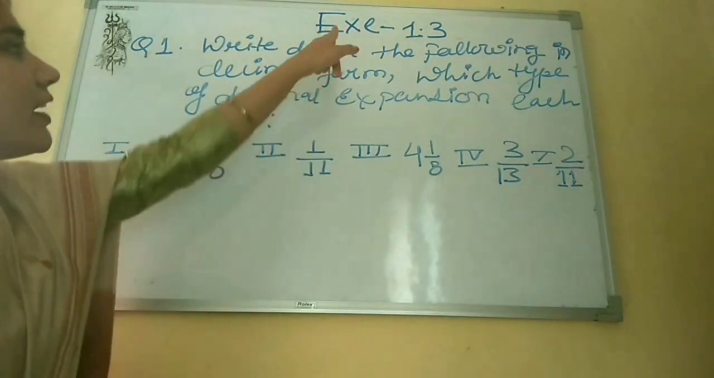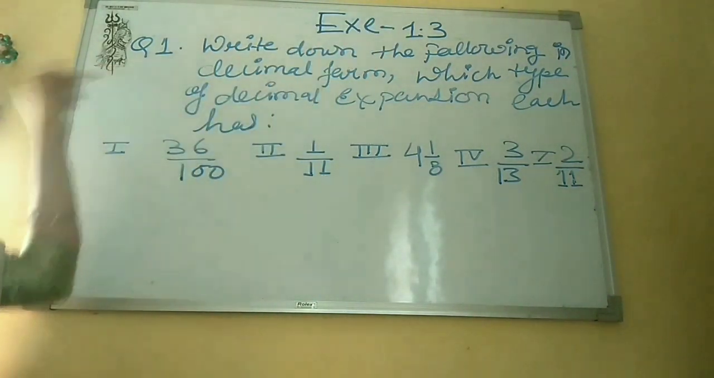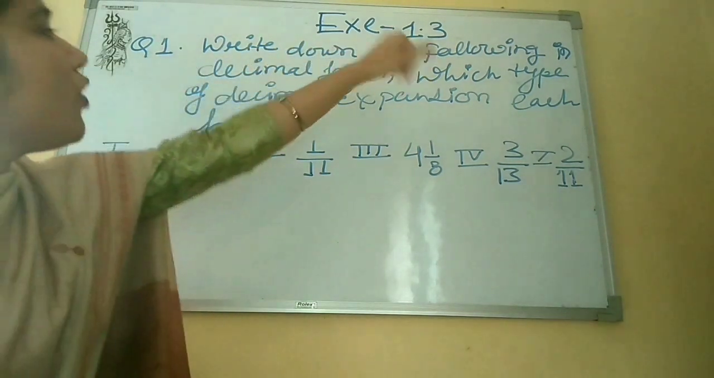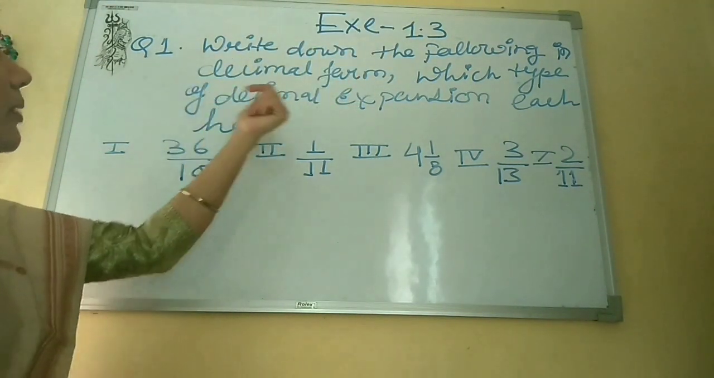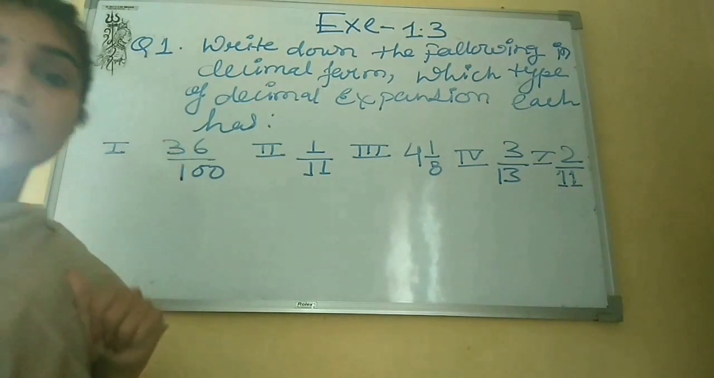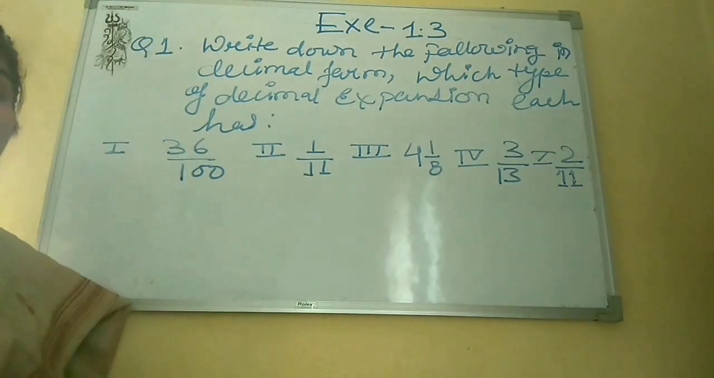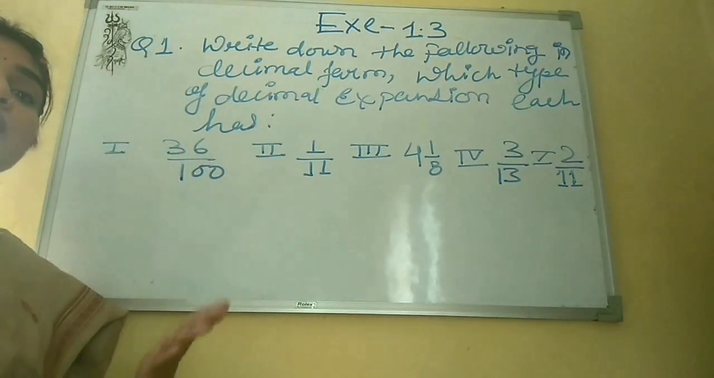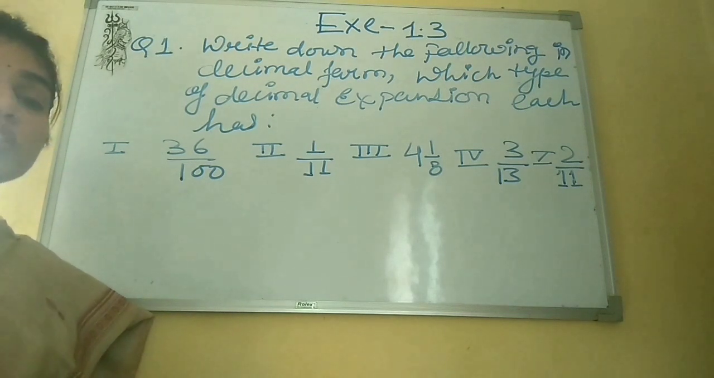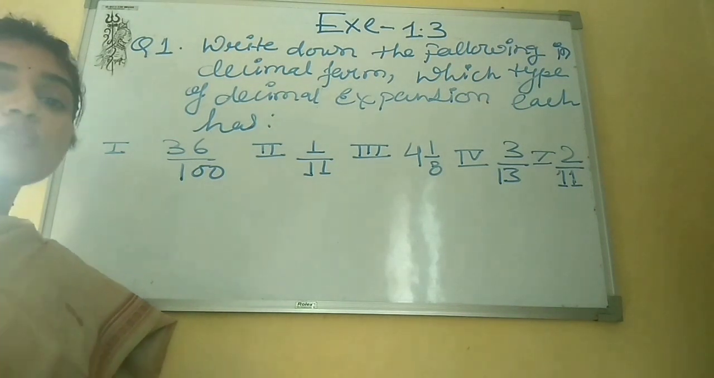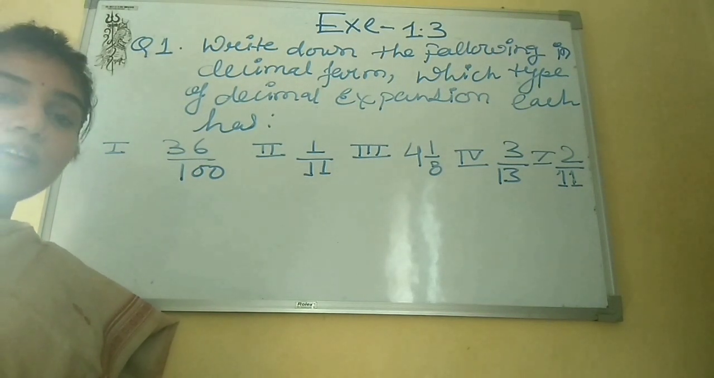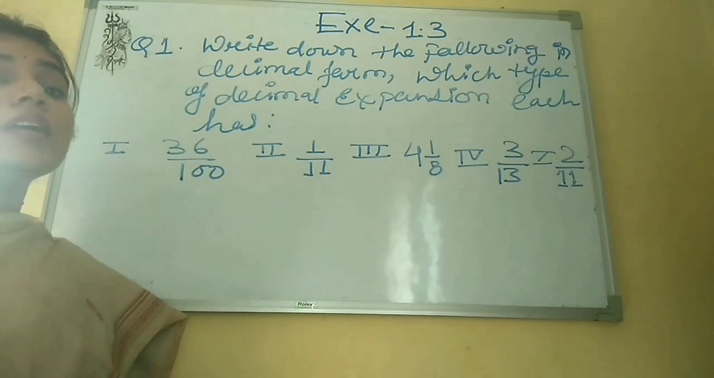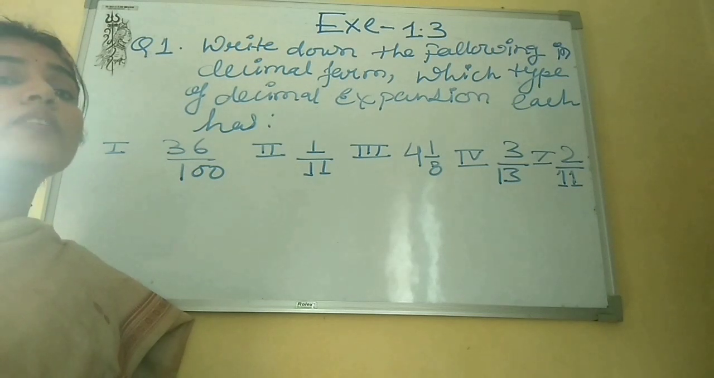Students, today we will solve exercise 1.3. The first question is, write down the following in decimal form and state which type of decimal expansion each has. In our previous video, we have already seen the decimal types. There were three types of decimals. First was the terminating, second was the non-terminating and recurring, and third one was the non-terminating and non-recurring.